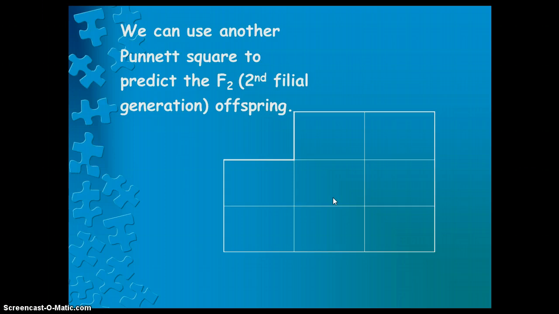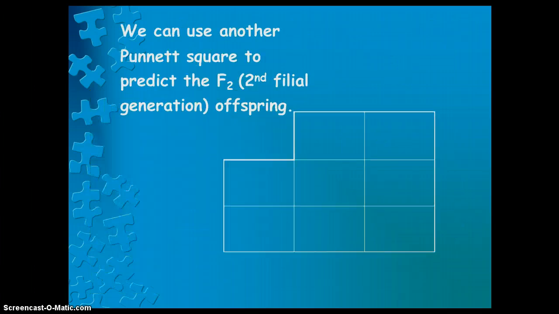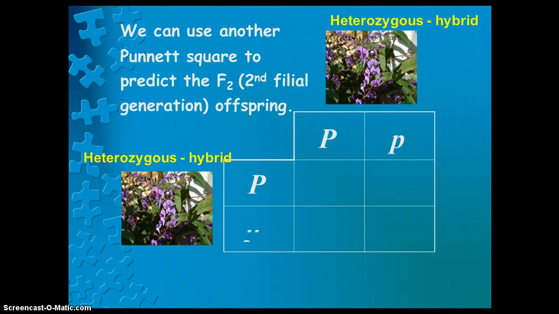So we can use another Punnett square to predict the F2 generation of offspring. And the F2 generation is simply taking the offspring from the F1 generation and breeding them again. So here we have the F2 generation. Big P, little p, and big P, little p. So there are 2 hybrids, and we're going to cross them. And what we're going to see is we get one big P, little p, one big P, little p, one capital P, one capital P, lowercase p, and one lowercase p.